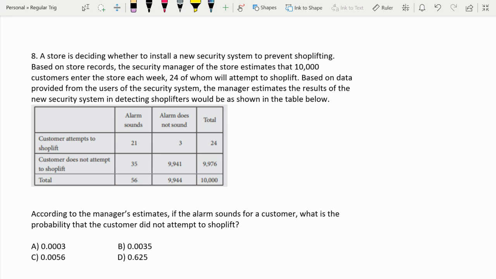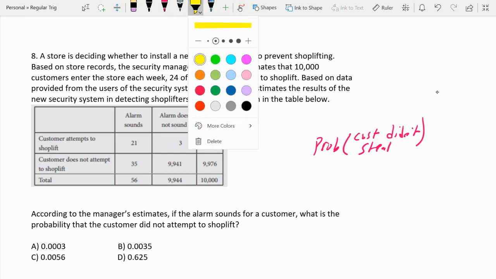All right. So what am I looking for? I'm looking for the probability that a customer did not steal. That's what you're looking for: the probability that a customer didn't steal. Well, where do you see that a customer did not steal?